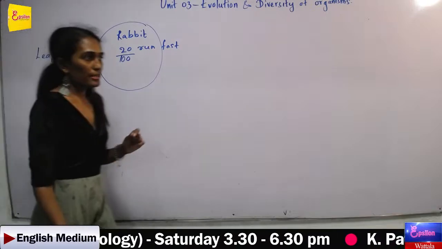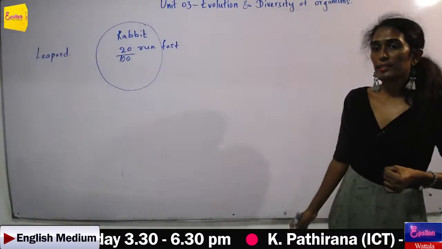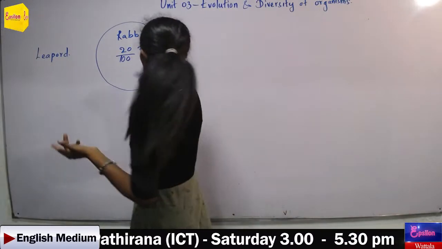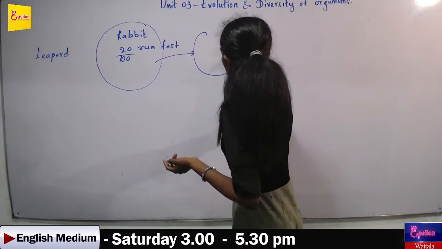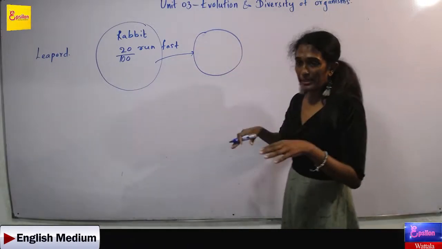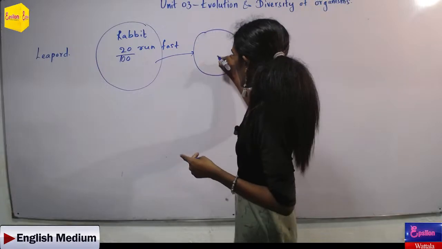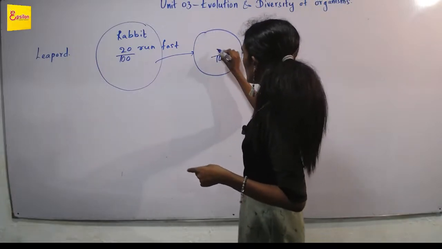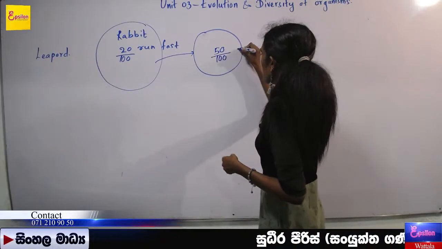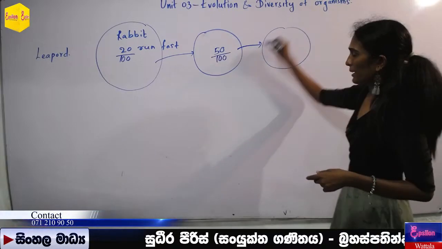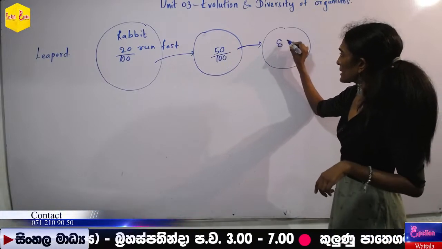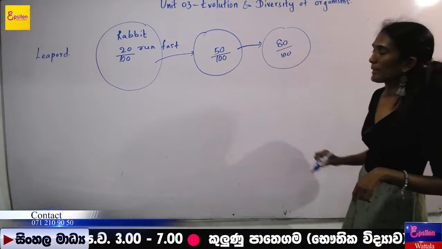The leopard is coming to catch these rabbits. The rabbits who can run faster will run and survive while the others get caught by the predator. Understood now? So this set will run and they will survive. They will reproduce and produce more rabbits which can run faster. Let's say out of 100 in that population, 50 can run faster. Again, the leopard is coming. What happens there is those who can run fast will run and survive. Understood? So let's say 80 out of 100 can run faster now.